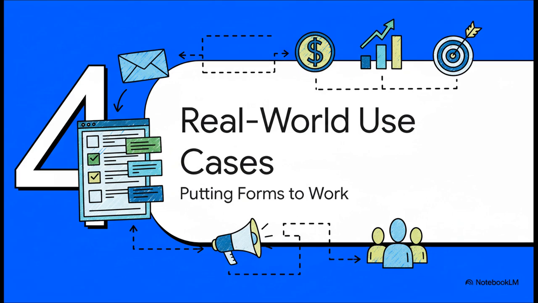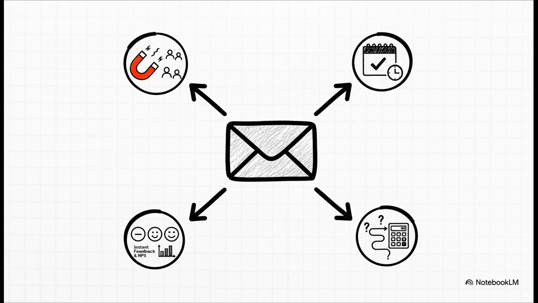Okay, so now that we know how to build them, let's look at some real-world use cases. How can you actually put these powerful forms to work for your own marketing efforts? Honestly, the possibilities here are pretty much endless. You could use a lead magnet to capture new subscribers right there in the email. You could register people for your next event with a single click. You could get instant feedback with an NPS survey while the experience is still fresh in their minds. Or you could even build out dynamic quizzes and calculators. Each of these things transforms your email from just a passive message into a powerful, interactive tool.